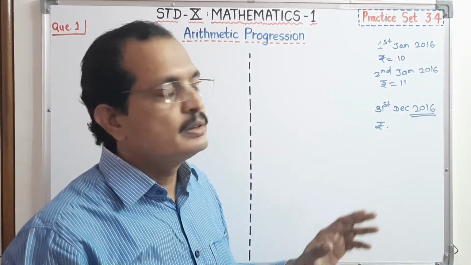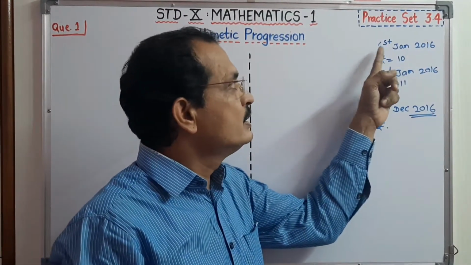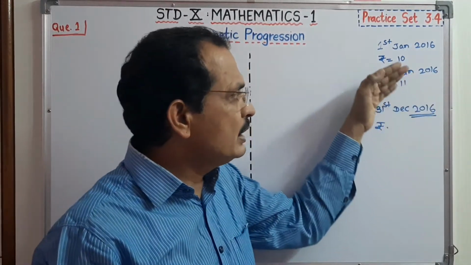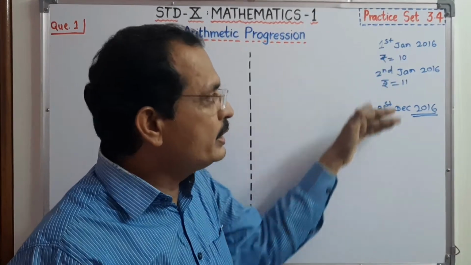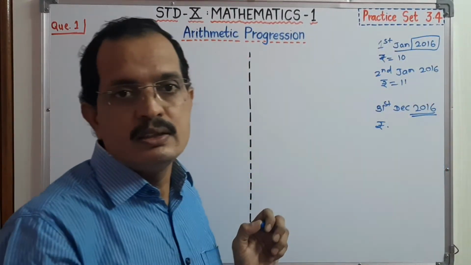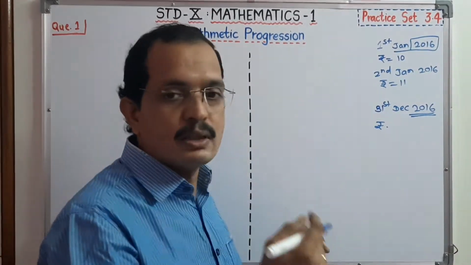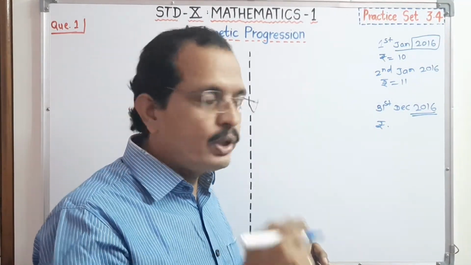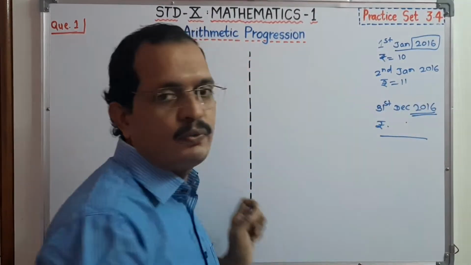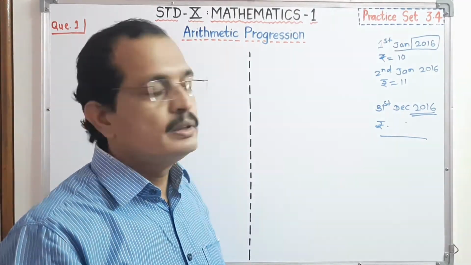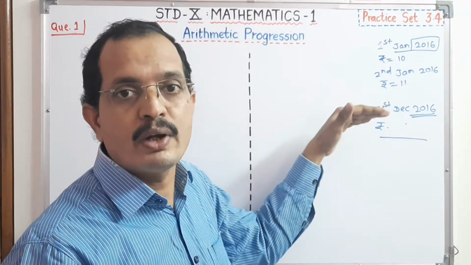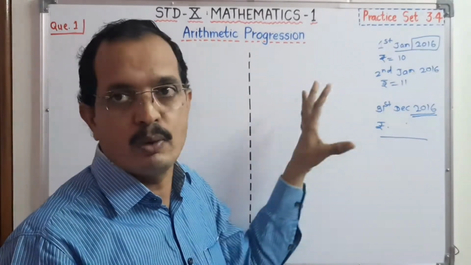Total saving means on the first day Sanika saves ₹10, second day 11. Like this, in the whole year of 2016 she saves some amount, and we have to find out the total saving at the end of the year. That means Sanika saves some amount every day, and we have to find the sum of all that amount.